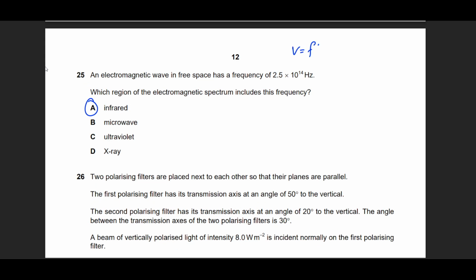This is calculated as V equals F lambda. If you want to memorize anything, that's up to you. So 3 into 10 raised to power 8 equals F, which is given to you as 2.5 into 10 raised to power 14, into lambda. Even if you do find lambda, what are you going to do about it? If you don't memorize the whole wavelengths or the ranges of wavelengths from gamma to radio waves, you can't solve this question. You can't second guess it. I'm sorry.